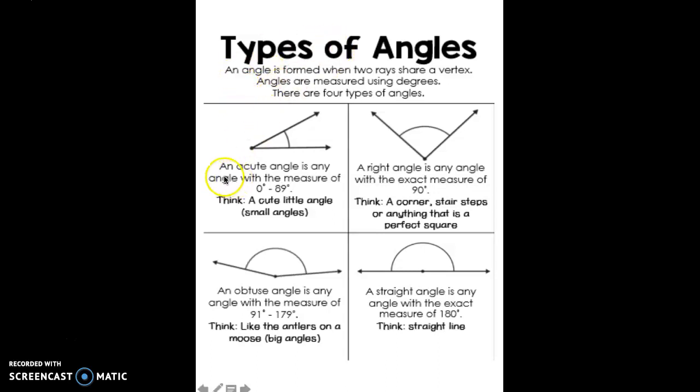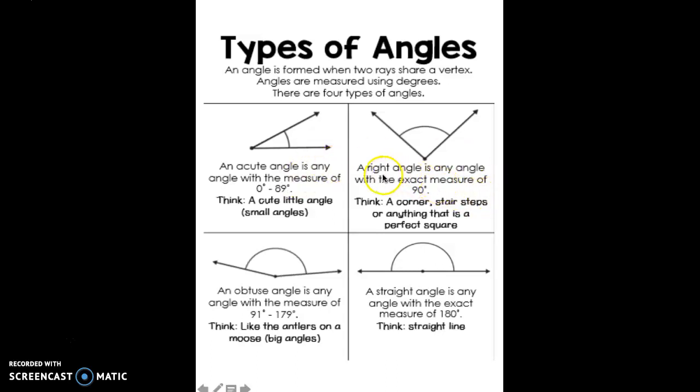The first angle is an acute angle. An acute angle is any angle with a measure of 0 to 89 degrees. I like to think of a cute little angle or a cute little baby, something that is small.